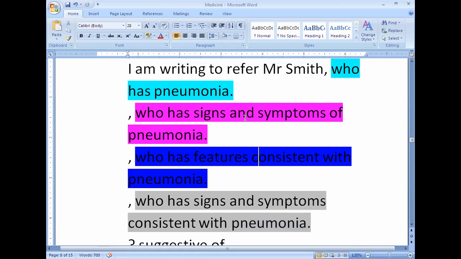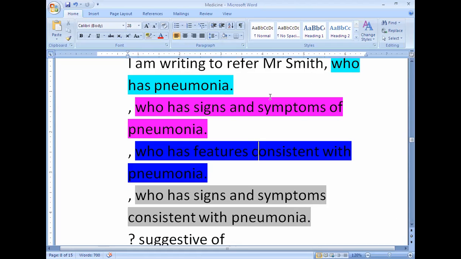So people, you can note it down after, when you are watching this video on YouTube. Here we have two styles. I am writing to refer Mr. Smith. What is the other style, doctor? Thank you for seeing Mr. Smith. Yeah, excellent. Then we have four options, when the diagnosis is confirmed.